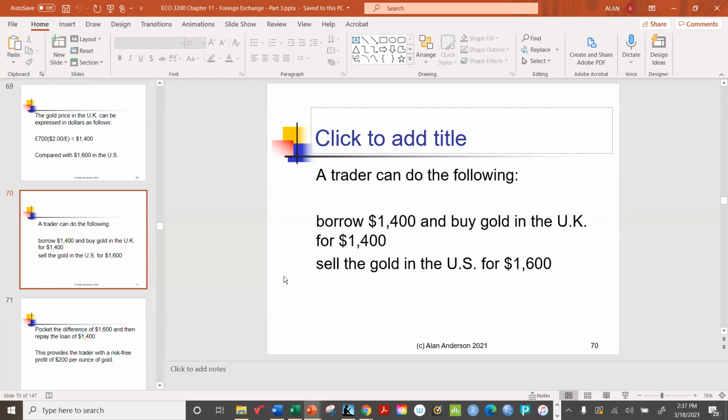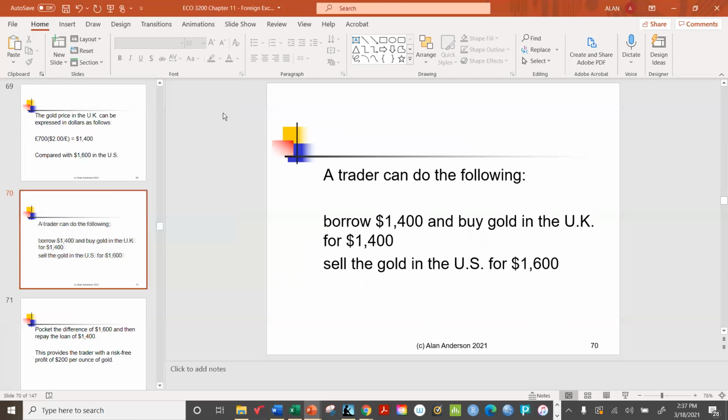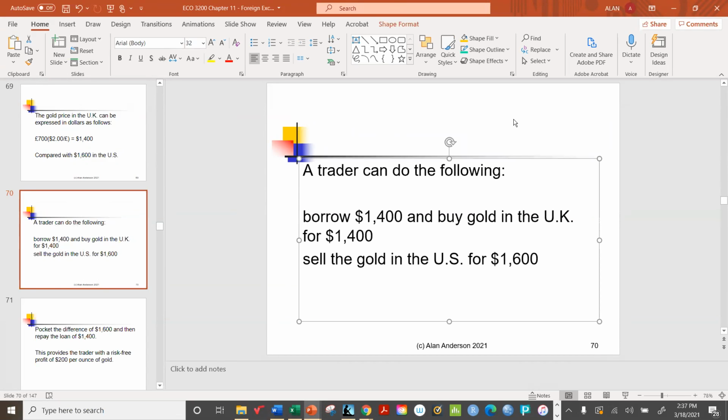All right. So remember, the bottom line is, especially if it's borrowed money that you're using, if you can borrow $1,400 and buy gold in the UK for $1,400 and then send it back to the US and sell it for $1,600, you're going to make $200 an ounce net of any expenses you might incur. And that's a lot of money for 1 ounce of gold.